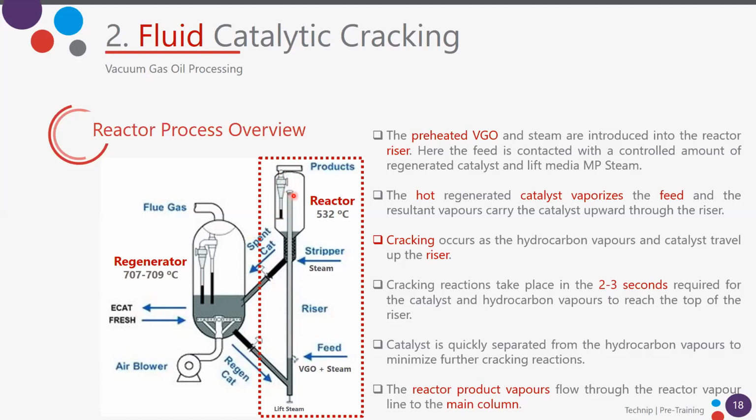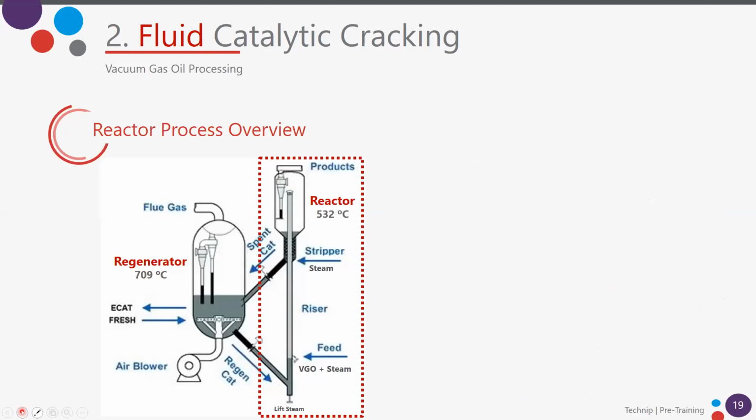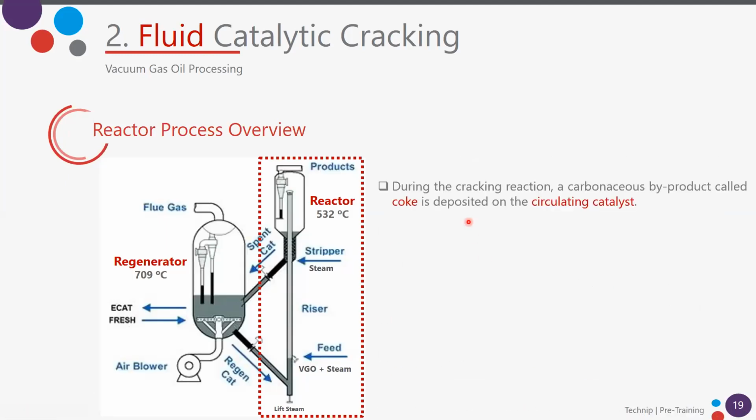You will use special devices to separate the catalyst from the vapors. During the cracking reaction, a carbonous byproduct called coke is deposited on the circulating catalyst. Okay, we have our cracking reactions, but also we have the coke formation on the catalyst. So here at the top we have vapors, our product in the vapor phase, and we have the catalyst with coke.